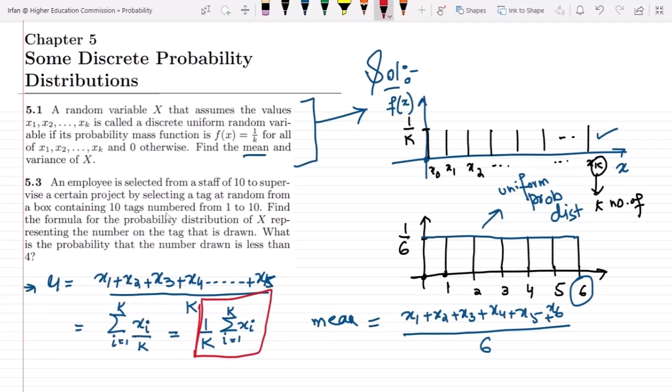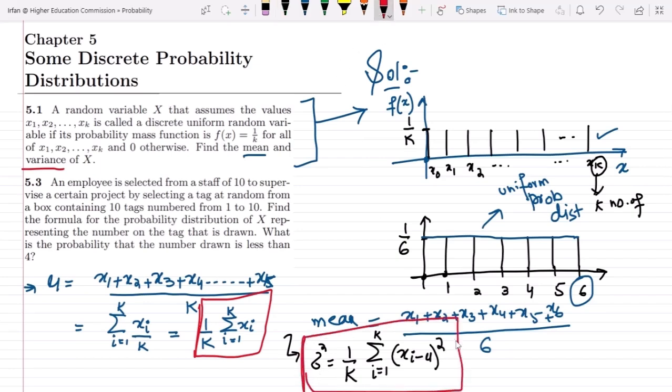Similarly, if you want to find the variance of it, the similar equation which we have seen previously would be 1 by k, and from i equal to 1 up to k I have to take each item, subtract the mean from it and square it. This is basically the variance of the items which we have. This is the solution of question 5.1, and this is basically the essence of the uniform random variable or uniform probability distribution which I have described in this question. Okay, so that is basically the solution of question 5.1.